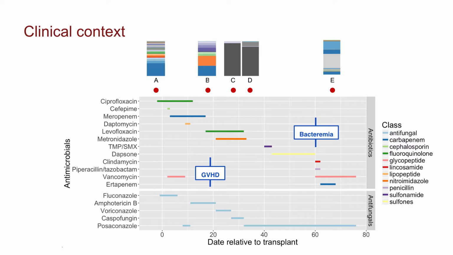And so another question that we had is that, given that we knew the bacteremia was an E. coli bacteremia, was the E. coli that infected the bloodstream the same strain of E. coli that was dominating the patient's intestine?